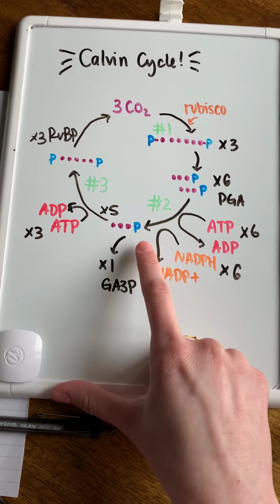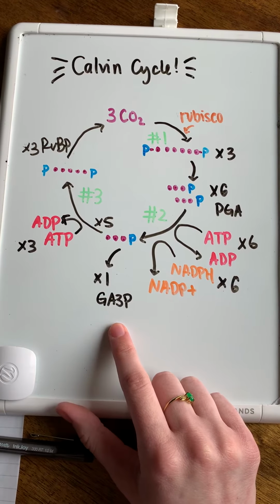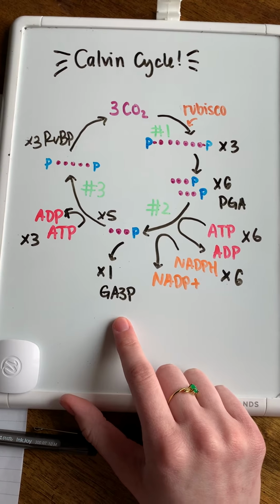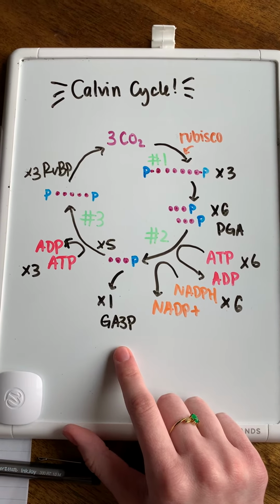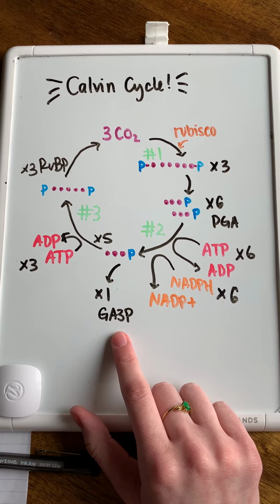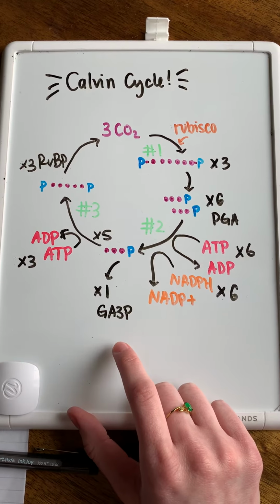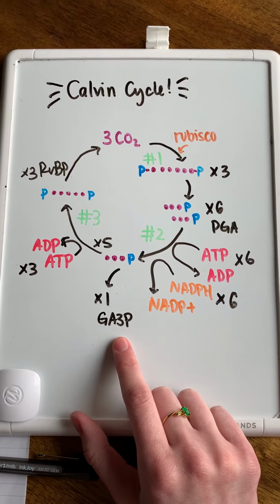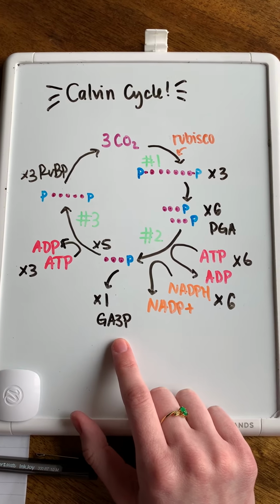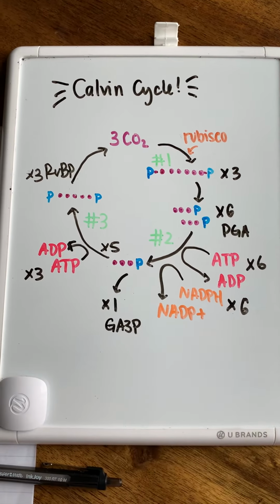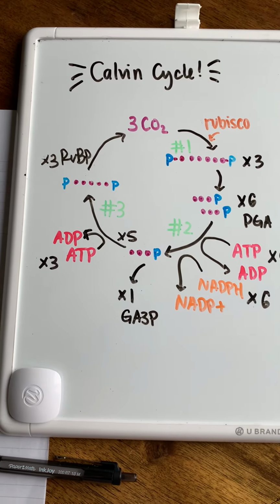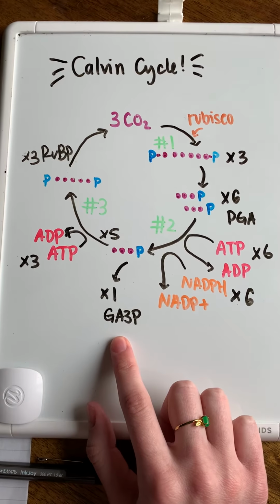So that leaves us with GA3P, or glyceraldehyde 3-phosphate. It's either abbreviated as GA3P or just G3P. And this is a really good molecule for creating the carbohydrates that the plants need. And so this will go to glucose. It's half of the glucose that we need.